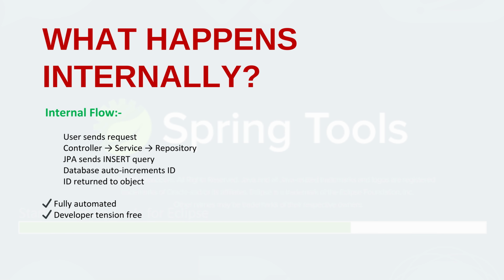In real projects like task, user, order, we use it like this. ID is generated automatically. No manual logic. Cleaner repository code. This is how real backend applications work in production.